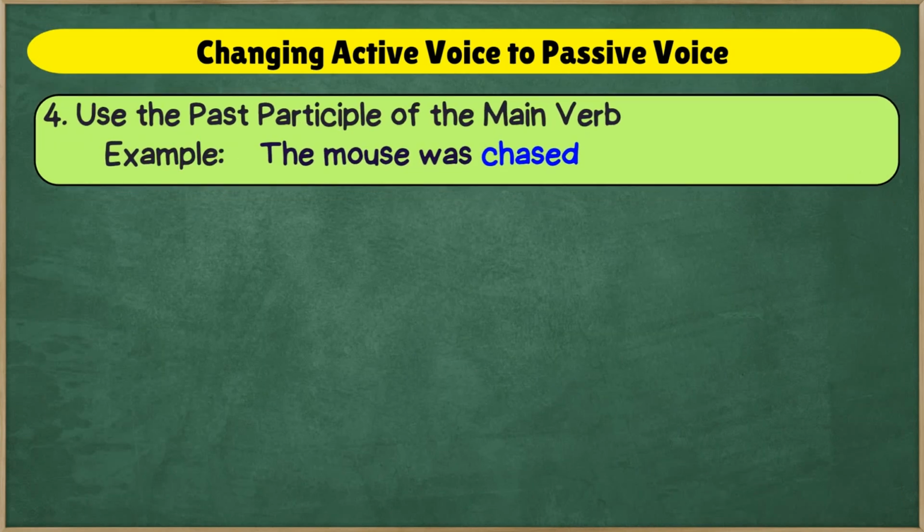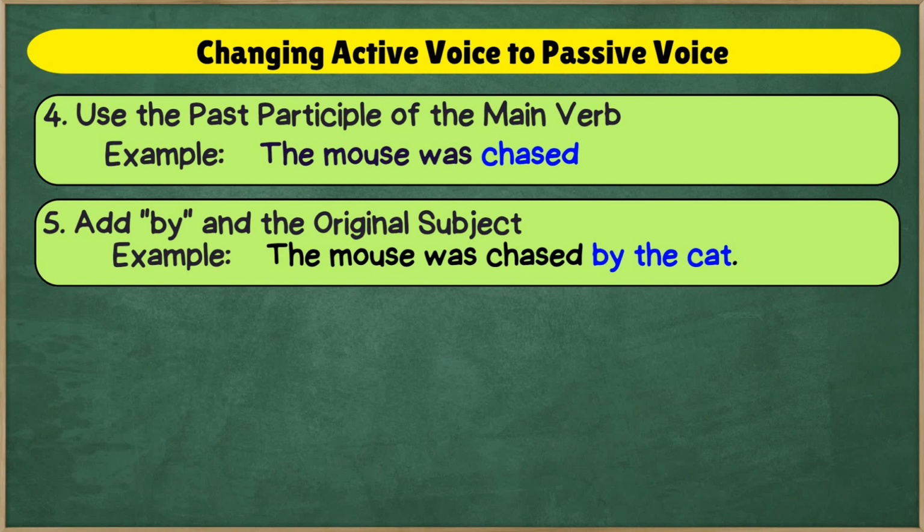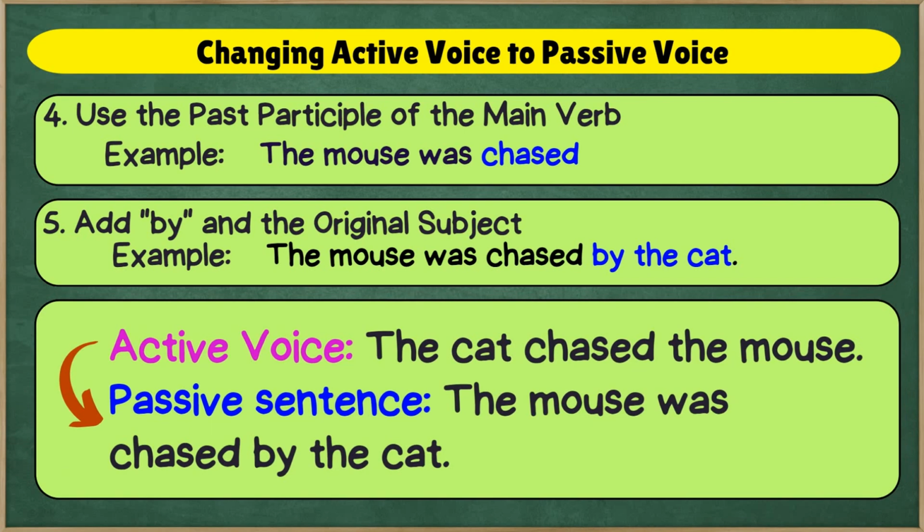Next, use the past participle of the main verb. The main verb is chased. It stays the same because chased is the past participle of chase. Next, add by and the original subject. You can add by and the original subject at the end of the sentence, but it's optional. So, the final passive sentence from the cat chased the mouse is the mouse was chased by the cat.